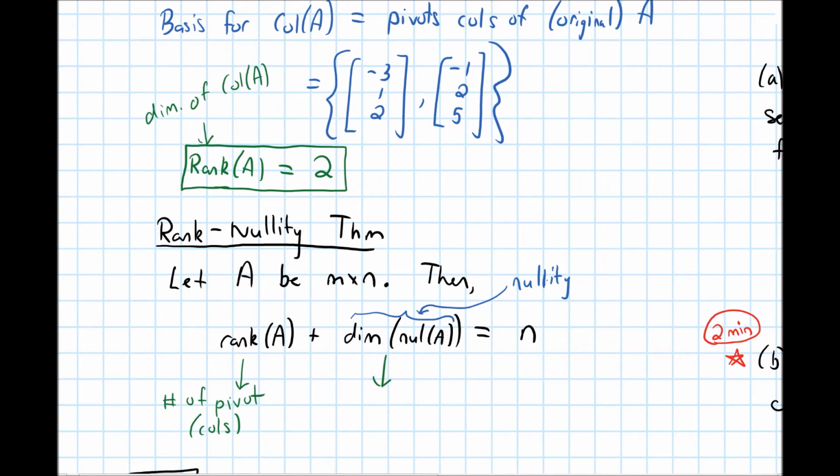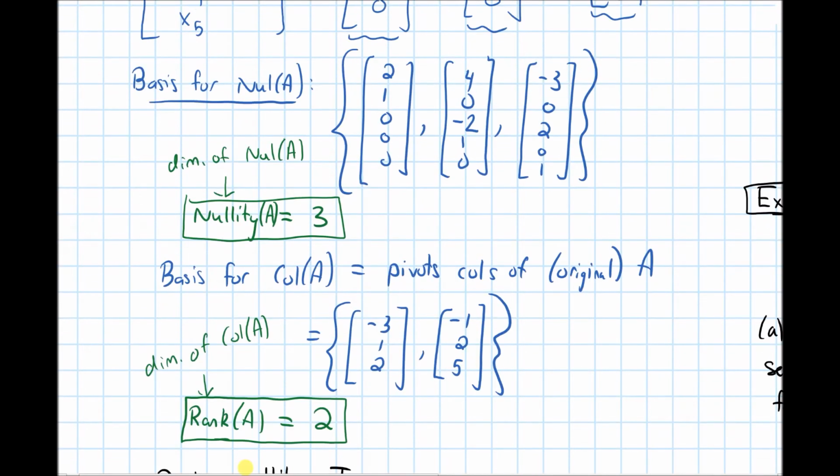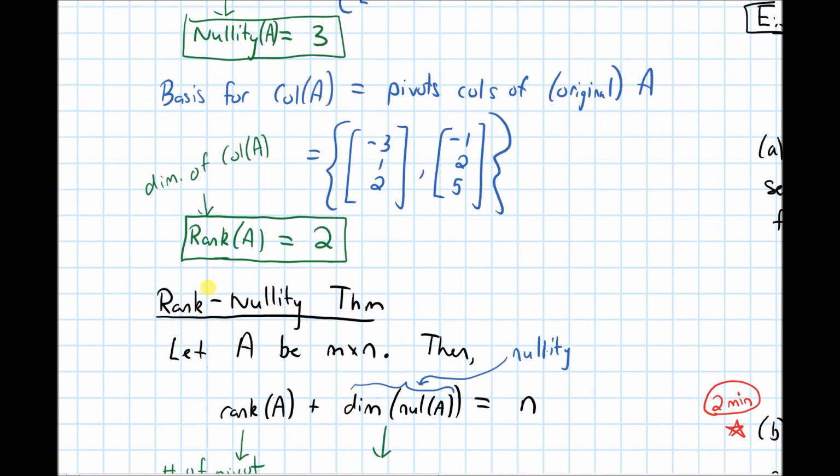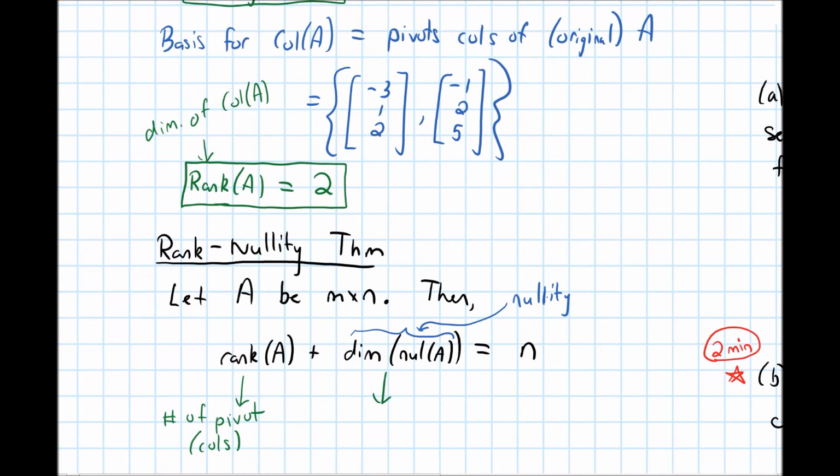For the dimension of the null space, if we think back to the example that we just did, the dimension of the null space was 3. Notice that matches up with how many free variables we had. We had 3 free variables. That's always going to be the case with the nullity. So the dimension of the null space, aka the nullity, is the number of free variables. So it makes sense that if I take the number of pivot columns and I add that to the number of free variables, that what I should get is just the number of columns total. This is the number of columns total. And that's what this theorem is basically saying.